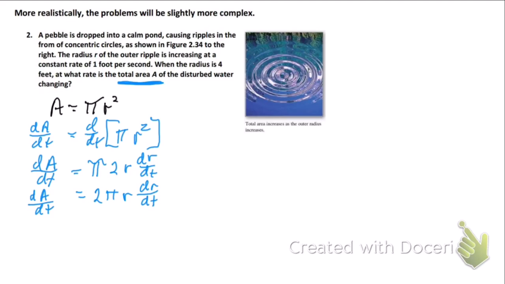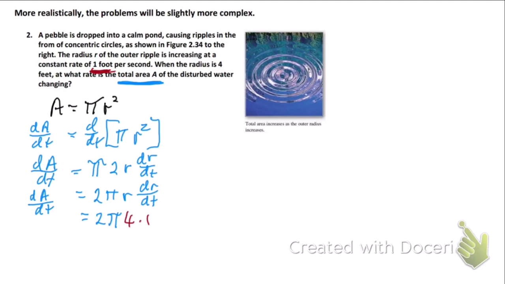Okay, now then, Jonathan, let's go back and put in what we know. Oh, I see where I jumped the gun. So I've got 2 pi. Well, I know those. What's r? 4. Do we know dr dt? That would be the 1. Thank you. I see how I jumped the gun. See, the radius is changing at 1 foot per second.